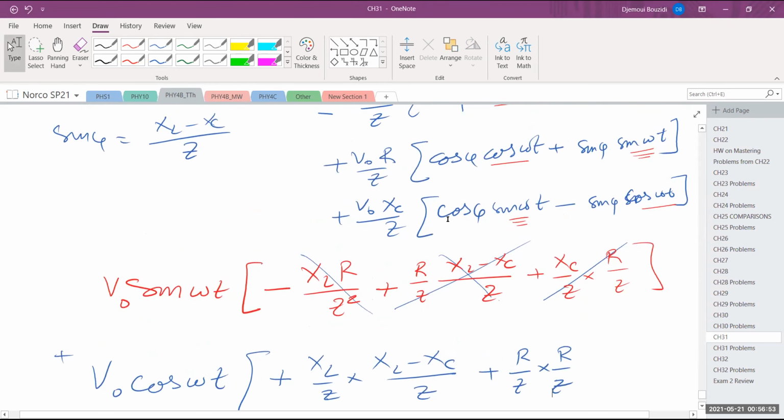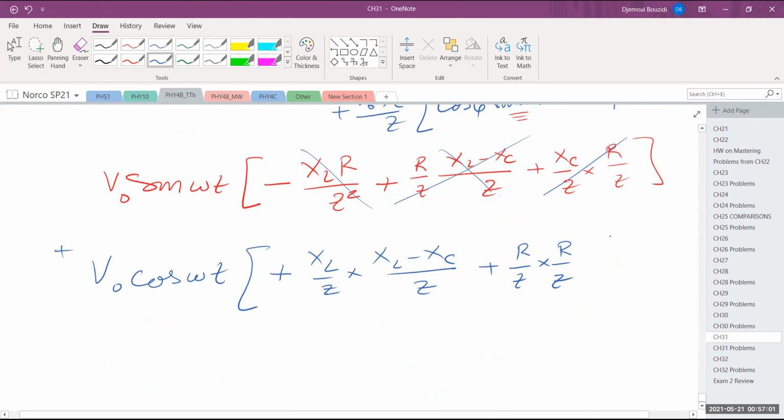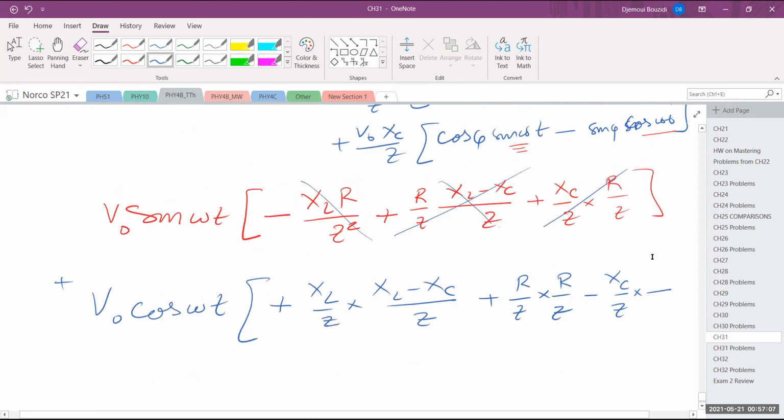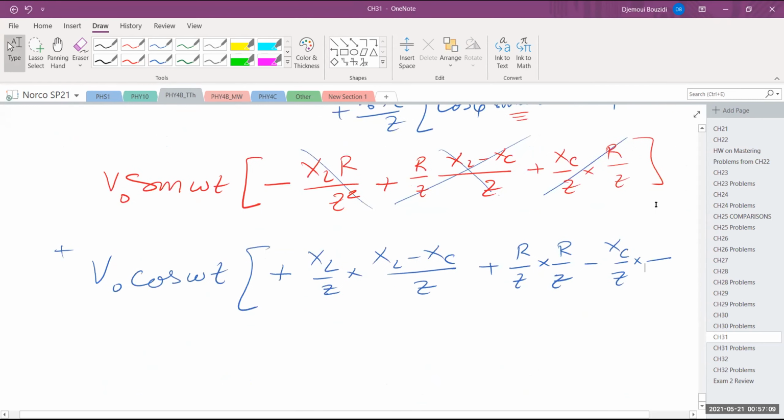Okay. The last term that has a cosine in it is XC over Z minus sine of phi. So it's going to be a minus XC over Z times sine of phi. And sine of phi is XL minus XC. So this is XL minus XC, and the whole thing is divided by Z. Let's check if this number is exactly 1. It needs to be 1.